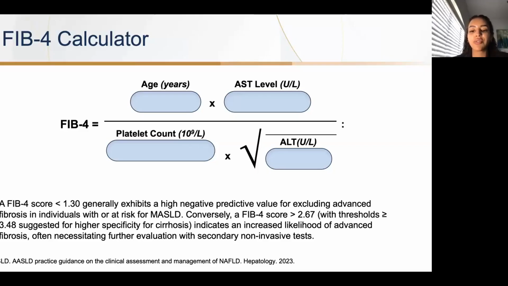If the patient is greater than 65, then we change that range a little bit, and you can always Google the range change based on age.